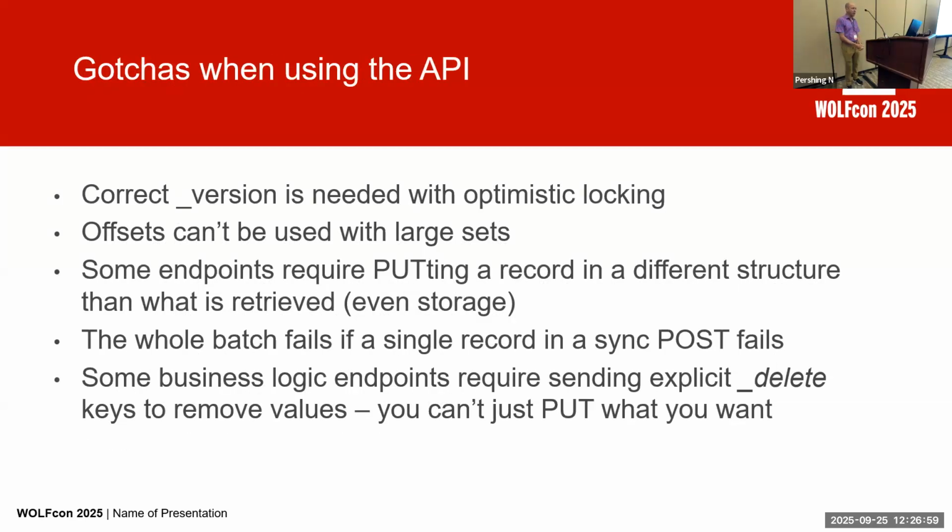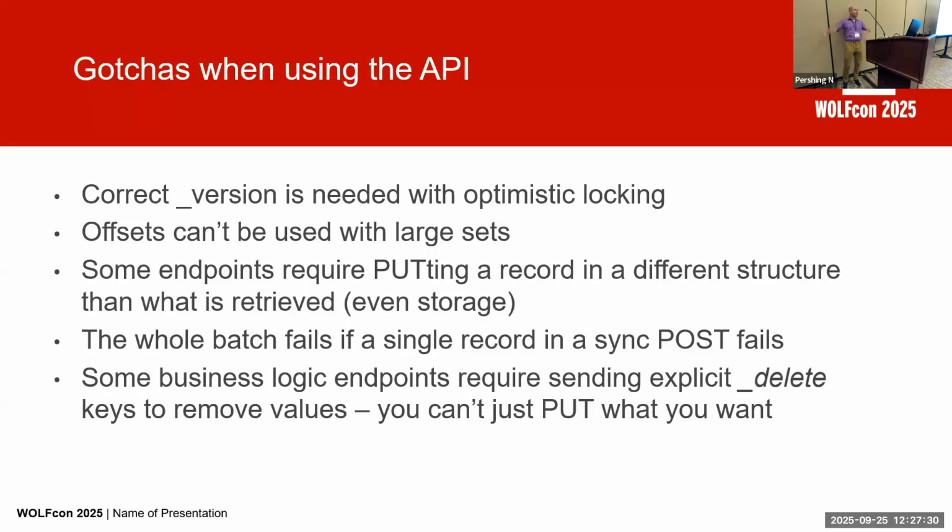A couple of gotchas to keep in mind, and I've already mentioned these, like optimistic locking. You have to pay attention to your versions. If you get the version wrong and you're using a sync endpoint, you'll have to get the correct version and put it back, and also make sure you understand why the version increased, so you don't overwrite something that you didn't want to. This third point is kind of an annoying thing that I've noticed.